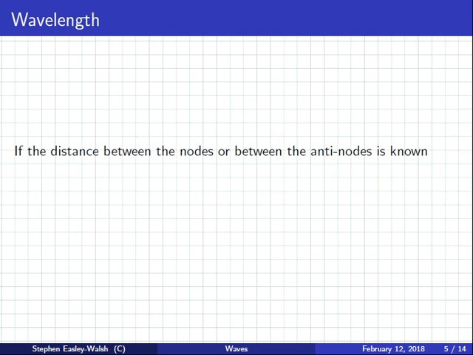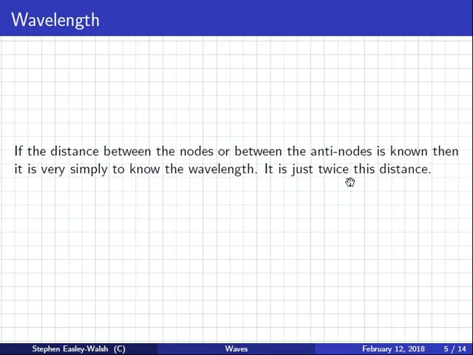So, if you were to write that down, what do you think you're saying? That the wavelength equals D over 2? What way around are you saying? Lambda over 2. So D equals lambda over 2. Yeah, so lambda equals 2D. So it's very simple to know the wavelength. It's just twice the distance. Very good. Okay, so if you know the distance between the nodes, then you know what the wavelength is.